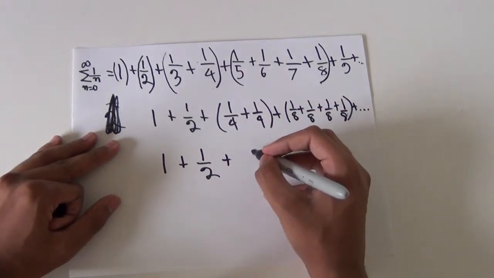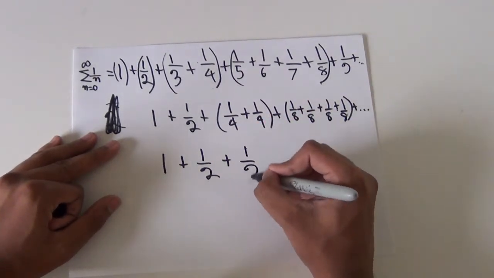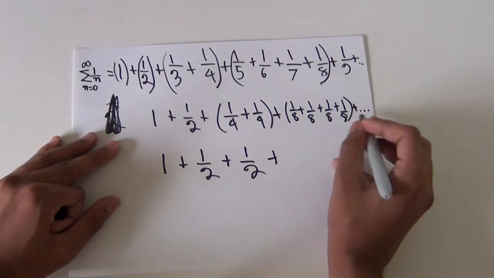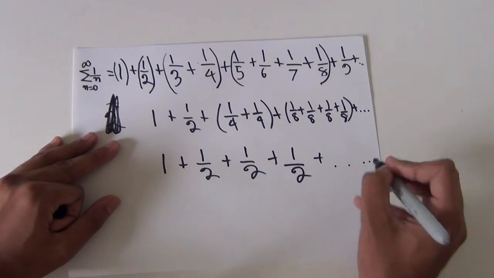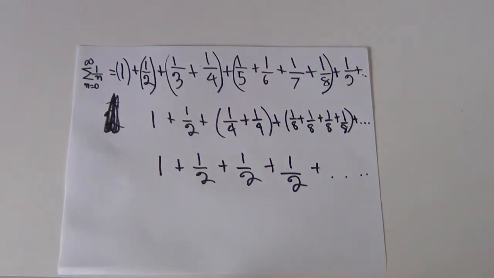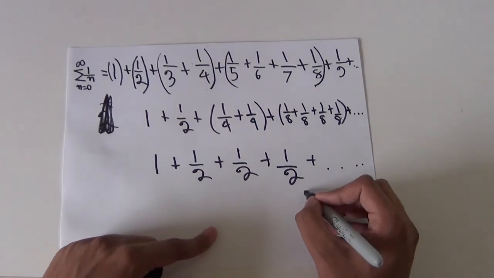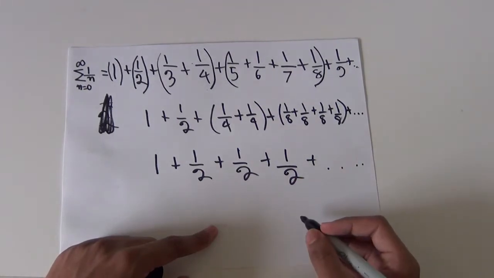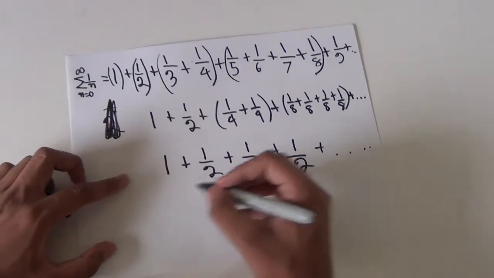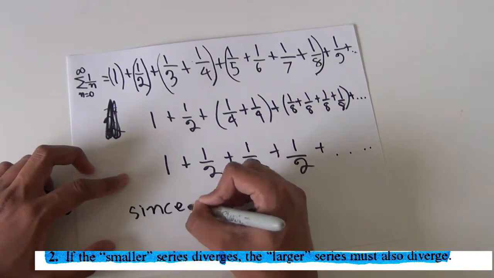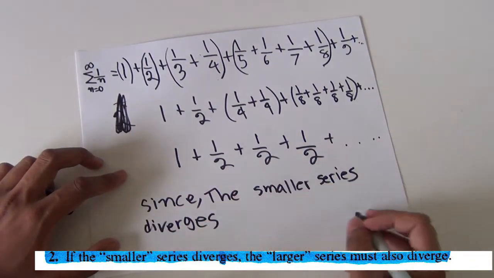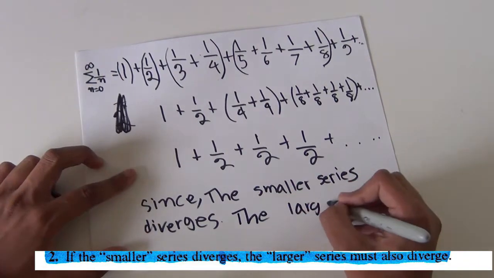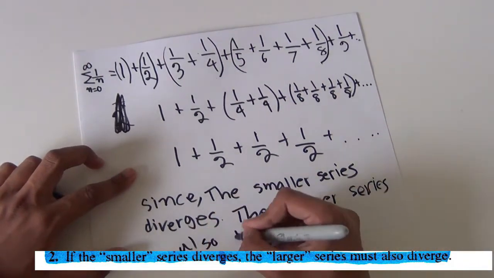So 1/4 plus 1/4 is 2/4, or 1/2, and then 4/8 is also 1/2, and this will just go on for the rest of the series. Now we know the smaller series that we created diverges. We can use the comparison test to prove the harmonic series also diverges because it is the larger series. Now we should know why the harmonic series diverges.